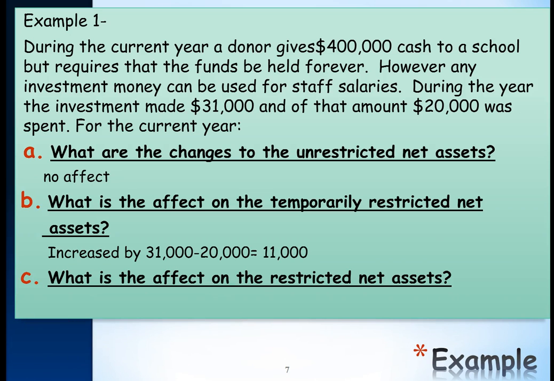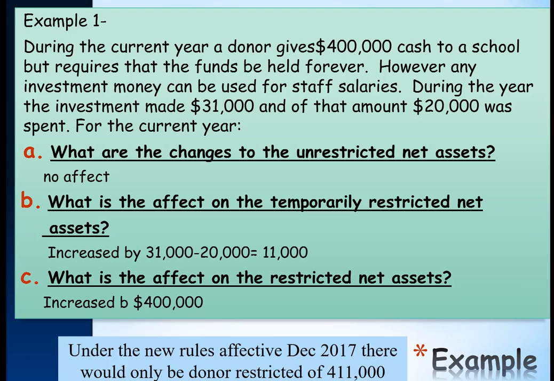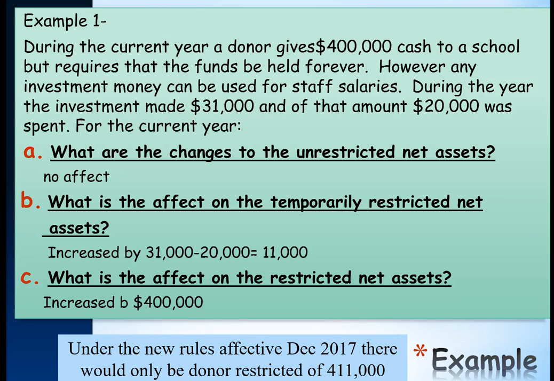And what is the effect on the permanently restricted net assets? Again, increased by $400,000. So we're still at $400,000. Hasn't changed. Now, if we were to look at this under the new rules, we would end up with $411,000 in donor restricted, because we would have combined the increase of $11,000 with the $400,000. So just so you know what the new rule means.